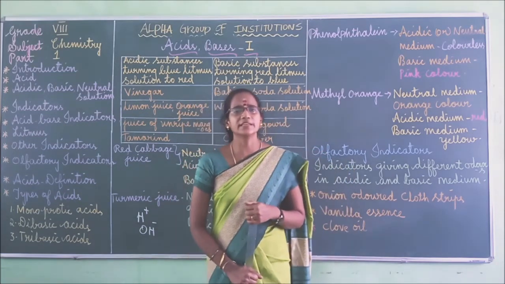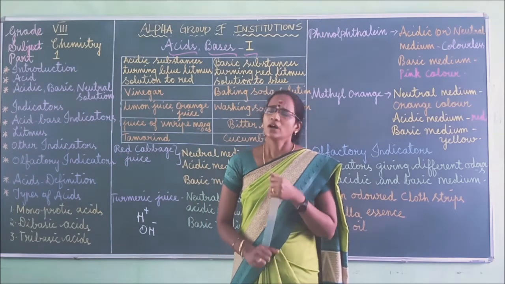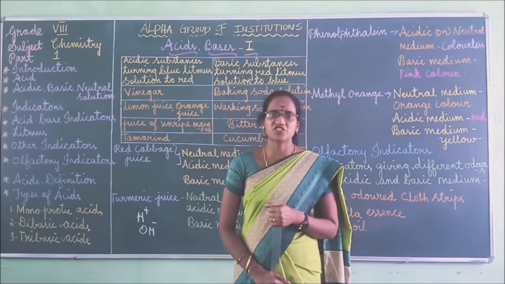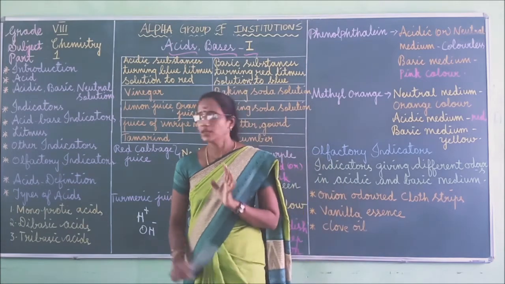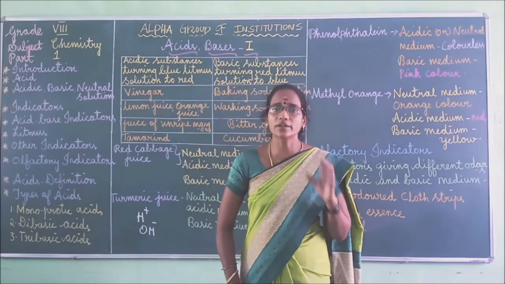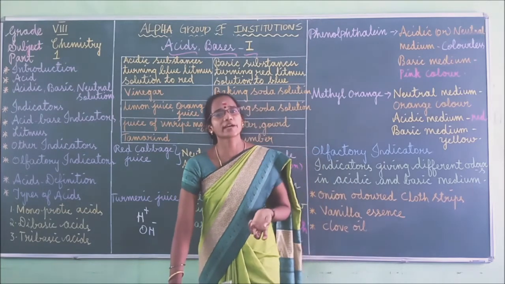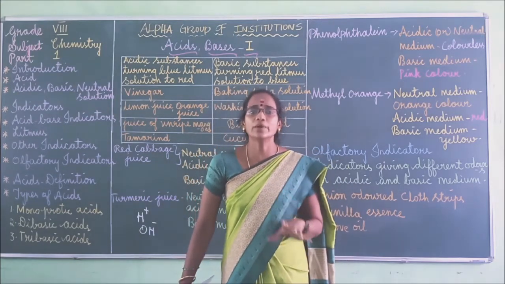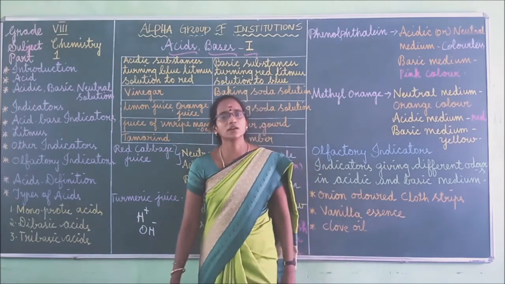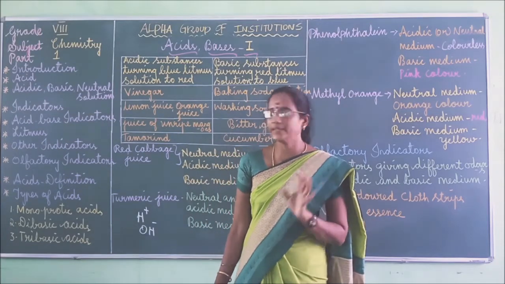This litmus indicator is most commonly used in the laboratory, and it is neither acidic nor basic in nature. It is neutral. Litmus is an indicator, a mixture of water soluble dyes extracted from lichens. It is commonly used to detect acids as well as bases, and it is mainly used in the laboratory. It is neither acidic nor basic; it is neutral in nature.